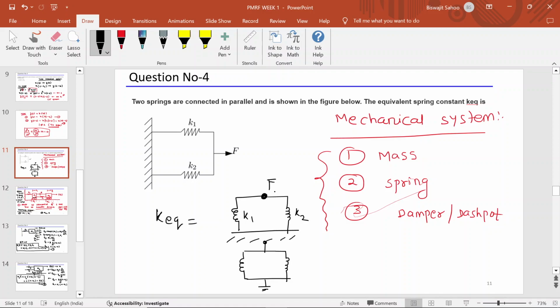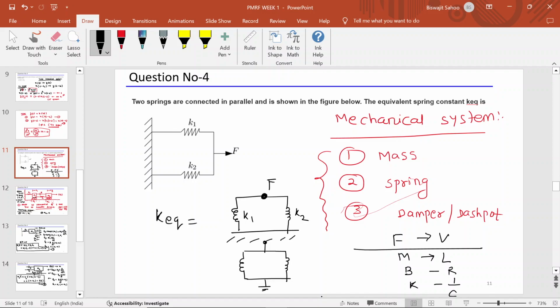Your spring is storing. If you do a force voltage analogy, can anyone tell me which quantity your mass will be replaced by, which quantity your B will be replaced by, and which quantity your K will be replaced by? Yes, this is force voltage analogy I'm saying. Mass is replaced by inductance, right? And your B will be replaced by a resistor. And your K will be replaced by 1 by C, right? Yes. So now your K will be replaced by your capacitance.